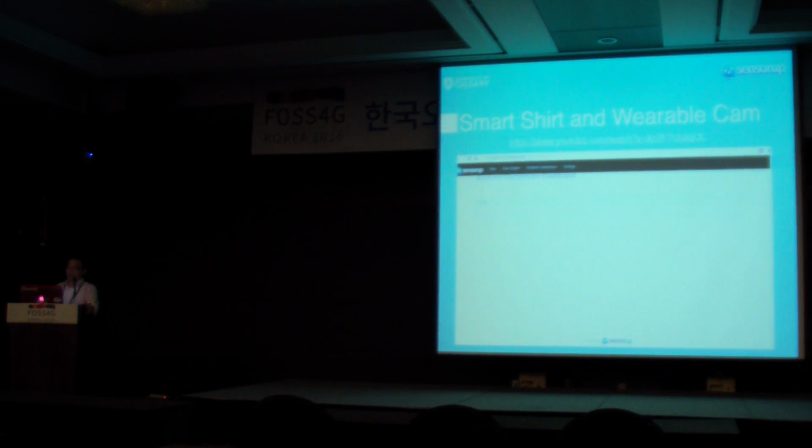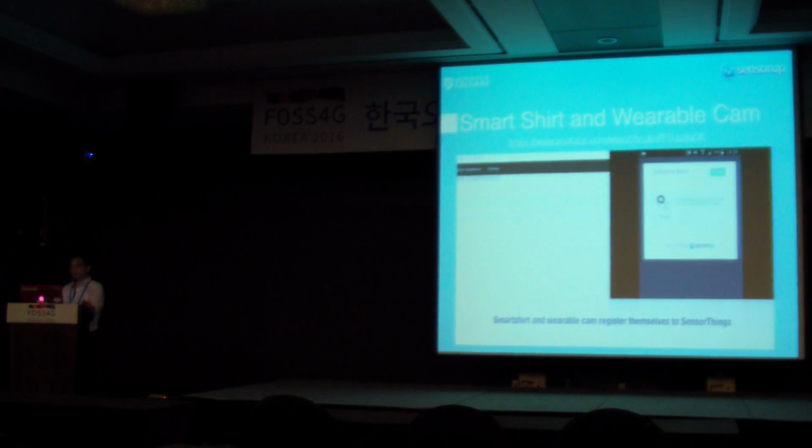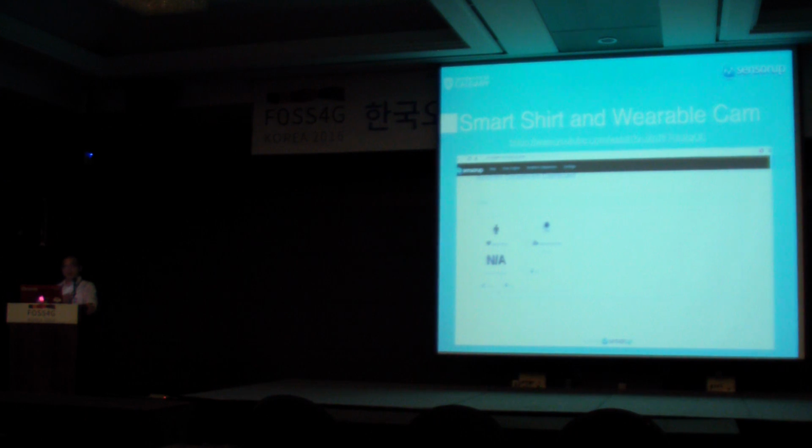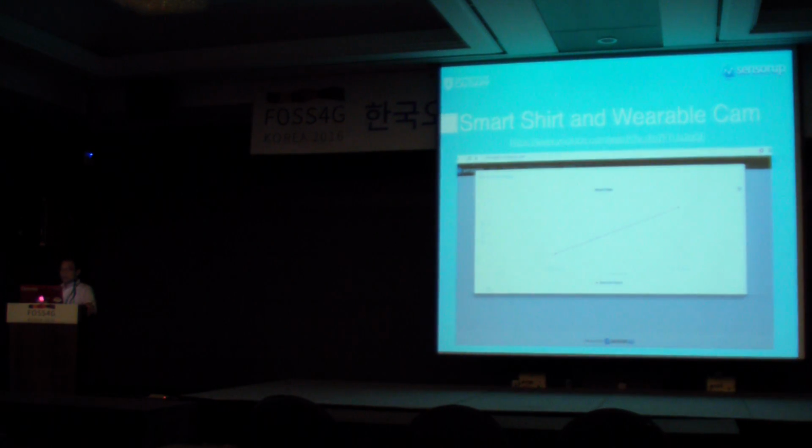The other example we did is we integrate two different types of systems. One is a wearable, a smart shirt, yeah? The smart shirt means you wear a regular shirt, but it's smart. It can detect your heartbeat, your breathing rate and your body temperature. So it registers to the SensorThings API automatically. The shirt registers itself, and then the heartbeat.